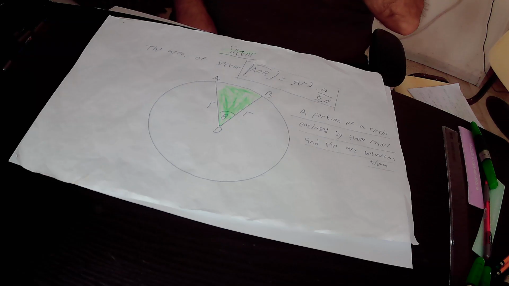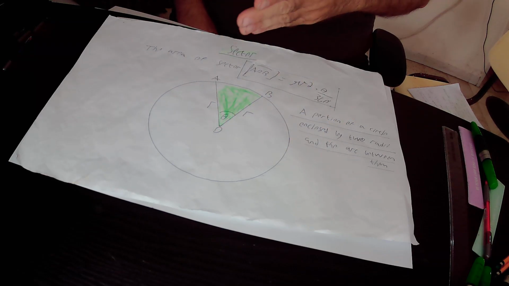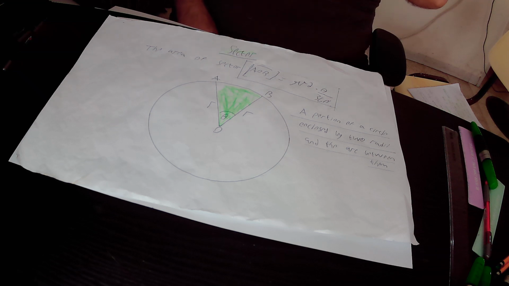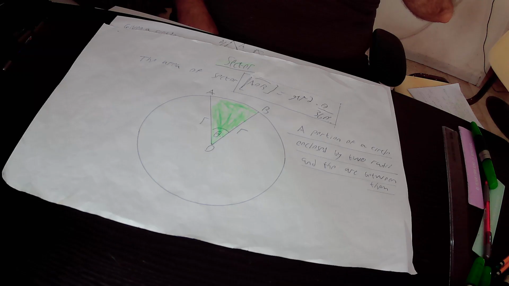The area of this sector will be equal to the area of the circle that contains the sector, that is pi r squared, where r is the radius of the circle, times the angle between the legs of the sector, that is theta, over 360 degrees. Then again, the area of the sector will be equal to pi r squared times theta over 360 degrees.